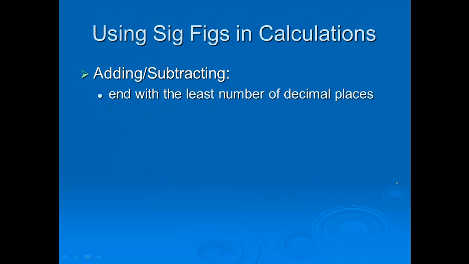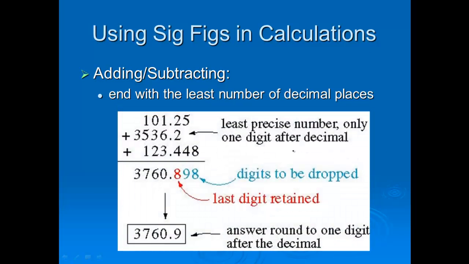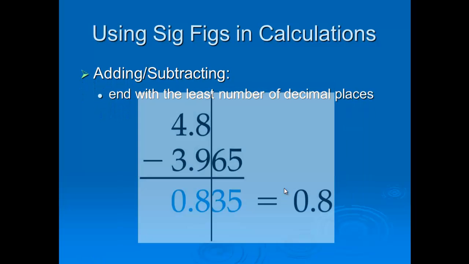Okay, now I'm going to run through calculations pretty quick, and we'll do a lot of these in class. Adding and subtracting, you always want to end with the least number of decimal places. So the easiest way to do this is to draw them in good old-fashioned arithmetic form and put a line, and you'll see me do this all the time. The last number I can keep here is the 8. I do still do the math. This will round up to the 9.